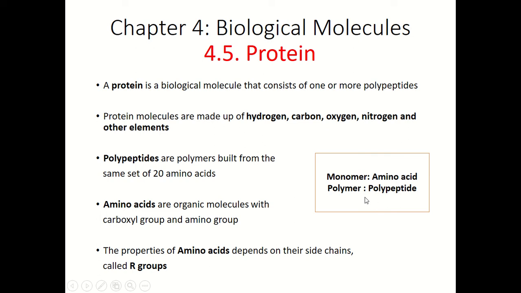and the polypeptide is the polymer structure of the protein. And amino acids, which are the monomers, are molecules with carboxyl and amino groups. Also, all amino acids have different properties based on their side chain, also known as the R group. So let's see the structure of the amino acid monomer of the protein.